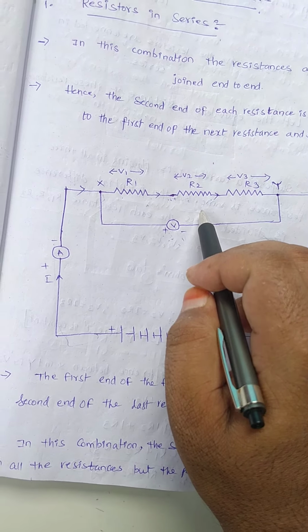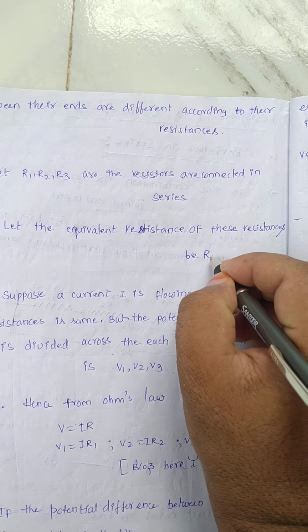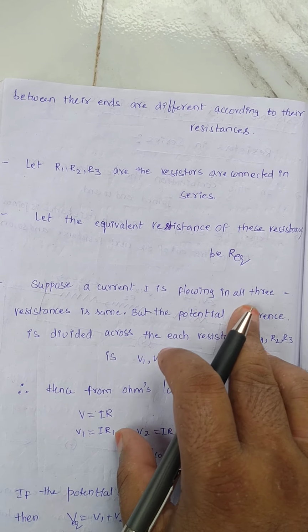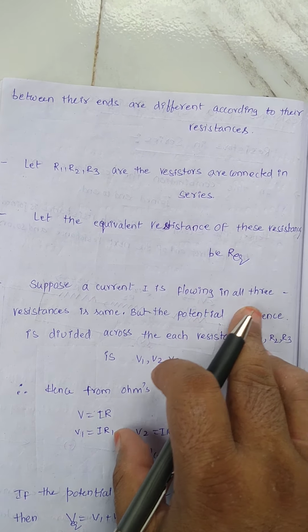Let, for example, R1, R2, R3 be resistors connected in series. The equivalent resistance of these resistances I will take as Req, that is R equivalent. Suppose a current I is flowing, the same in all three resistances, but the potential difference is divided across each resistance as V1, V2, V3. Hence from Ohm's law V equal to IR, V1 equal to IR1. Why? Because the current is the same. And V2 equal to IR2, because the current is the same. Then V3 equal to IR3.